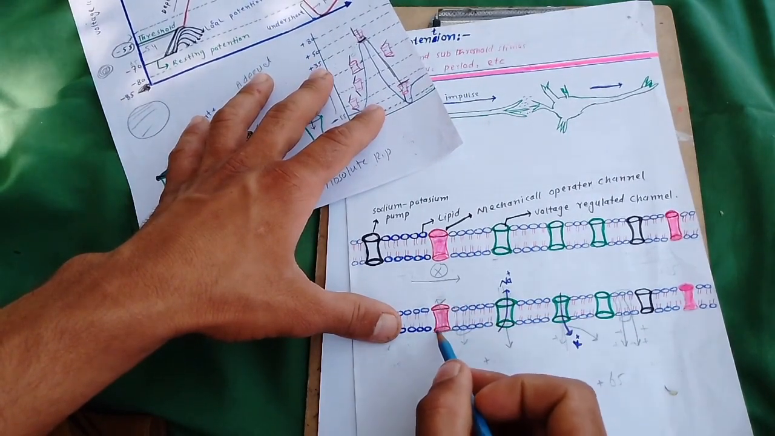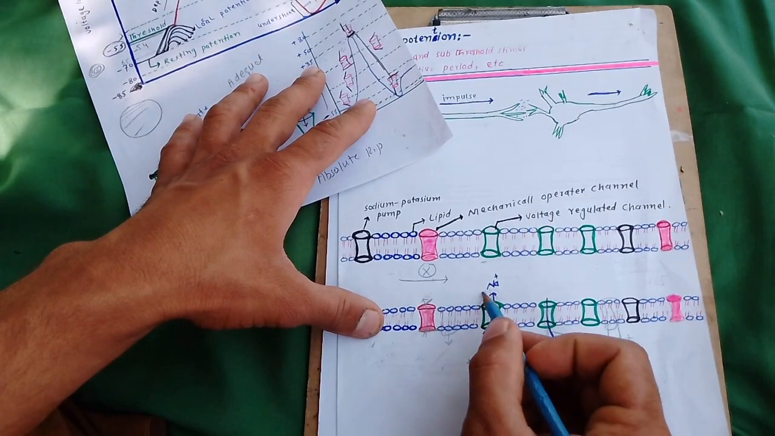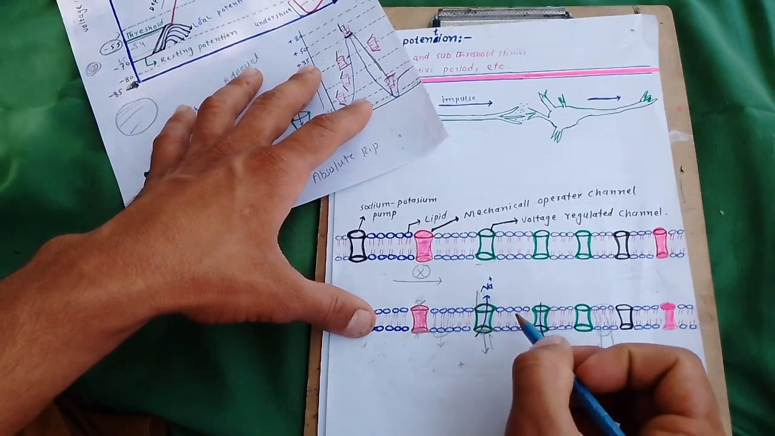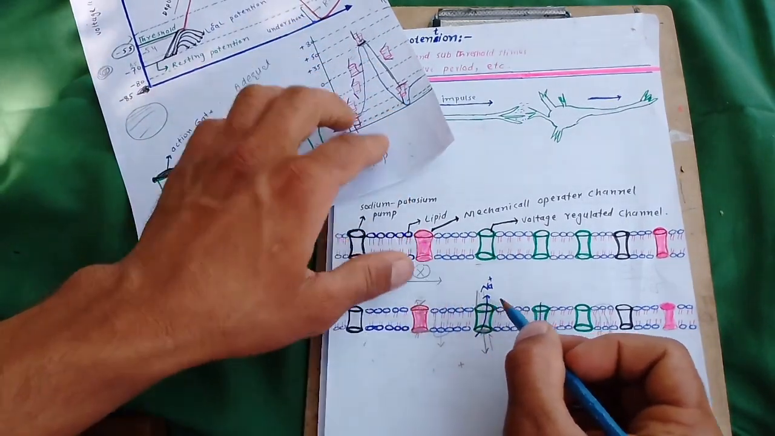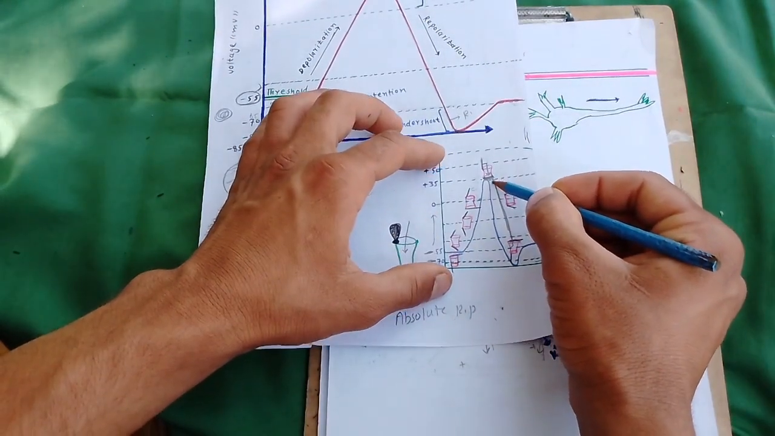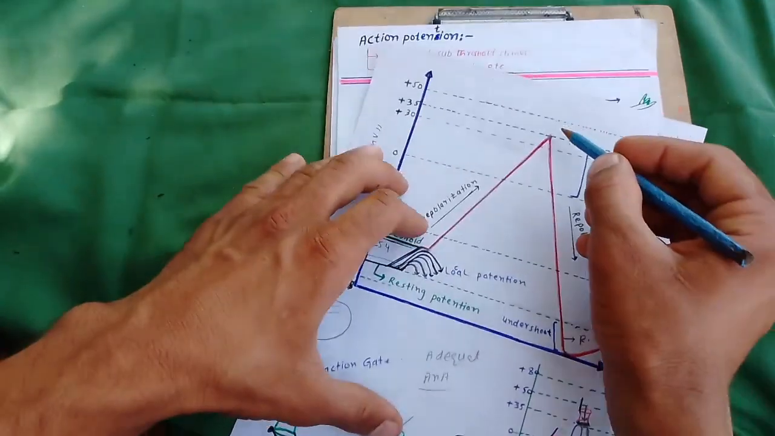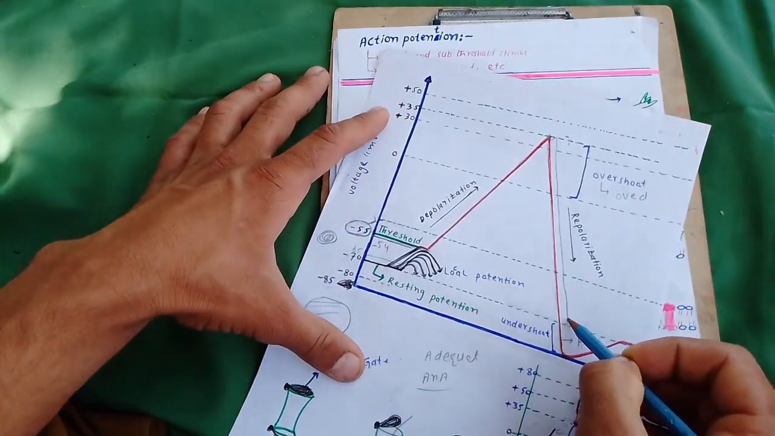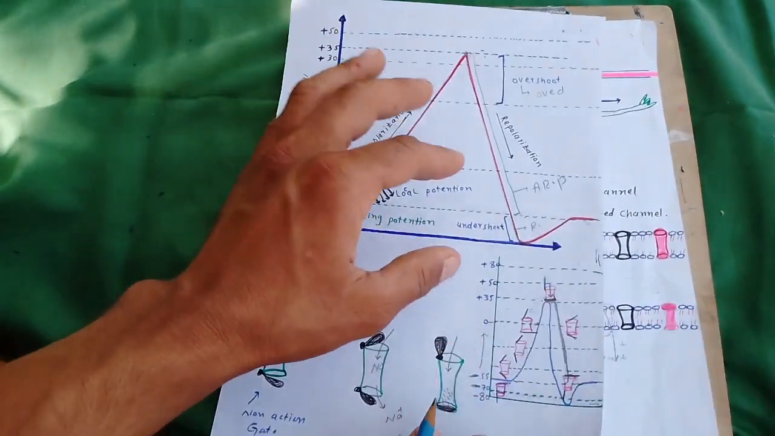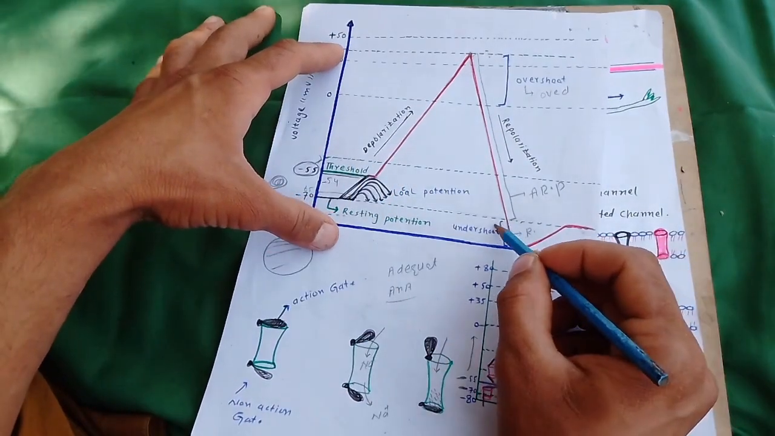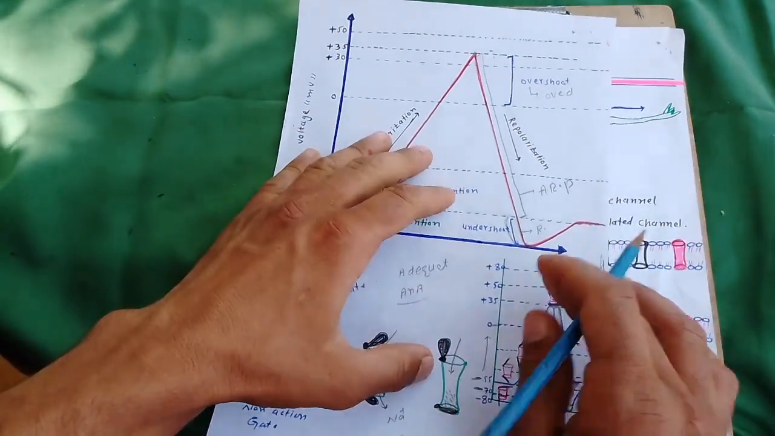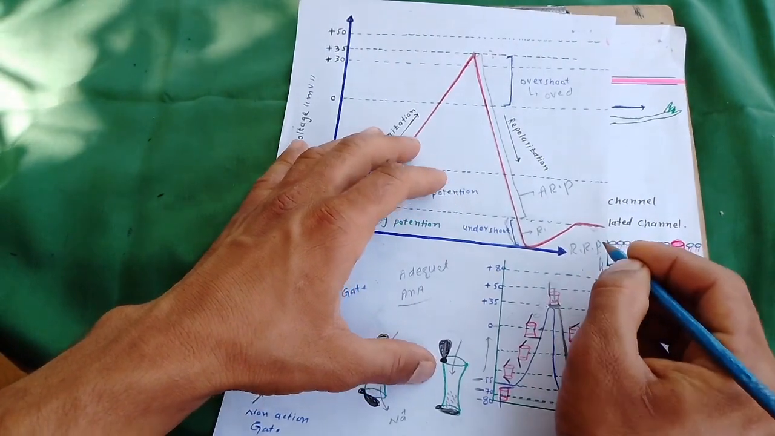This gate is closed, while this gate is open, and further sodium does not go in. But with the passage of time, this gate comes to its normal state. So from this point, during the repolarization, up to minus 70, this is called the absolute refractory period. But from this point, the undershoot area is called the relative refractory period.